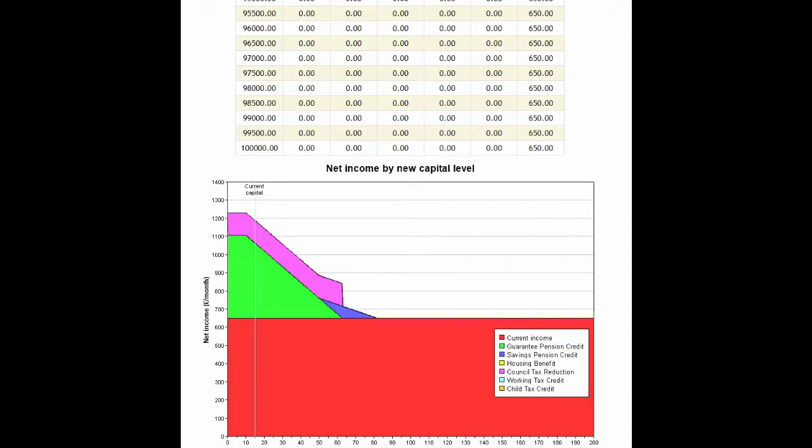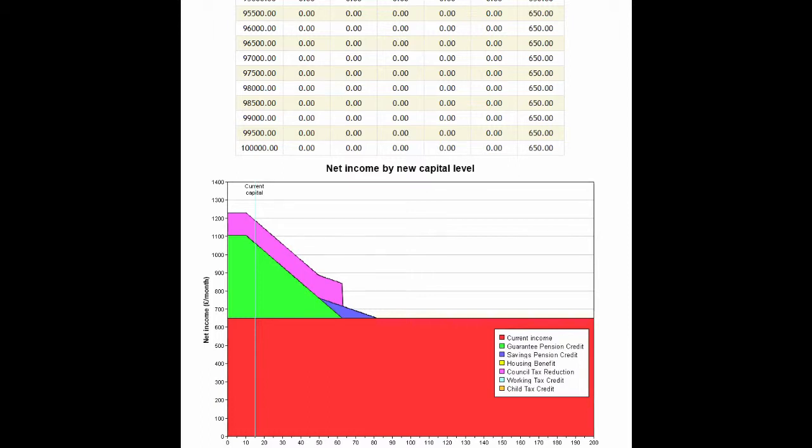At the top of the screen you'll see the line is completely flat, showing total income. That's because until £10,000 of capital is reached, there is no effect on the benefits caused by the amount of capital being taken. Once you pass the £10,000 mark, then the guarantee pension credit begins to be reduced, and the council tax benefit is still paid at the full rate because it's automatically passported by the receipt of guarantee pension credit.